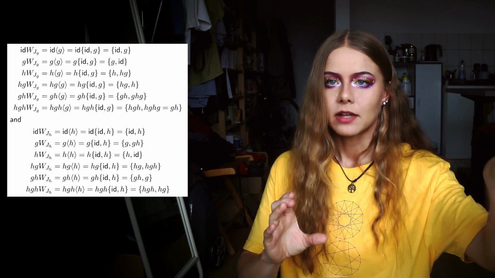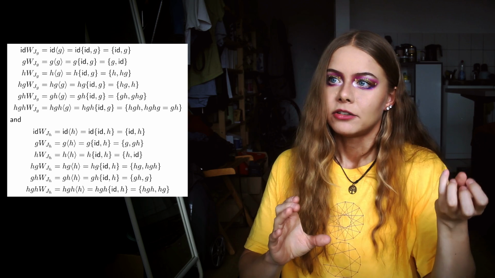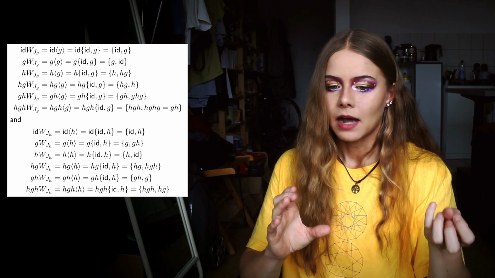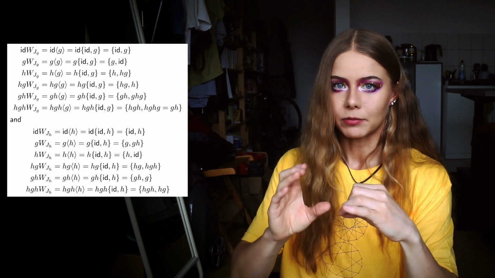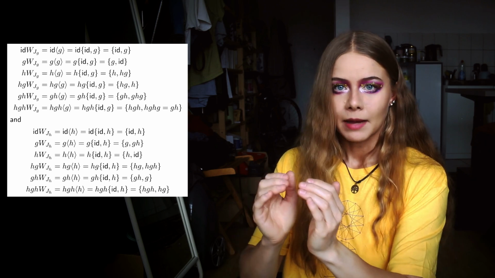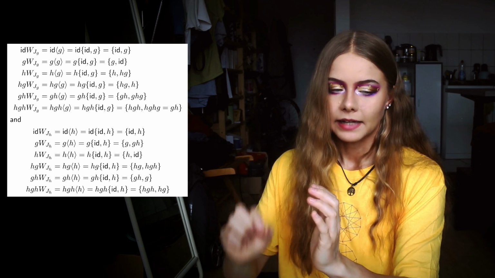Let's look at our example again. Look at the parabolic subgroup only generated by G, and then take some element from our initial Coxeter group, say GHG, and now we multiply it from the left with this parabolic subgroup. So the parabolic subgroup, the elements that we have in there are G and the identity.